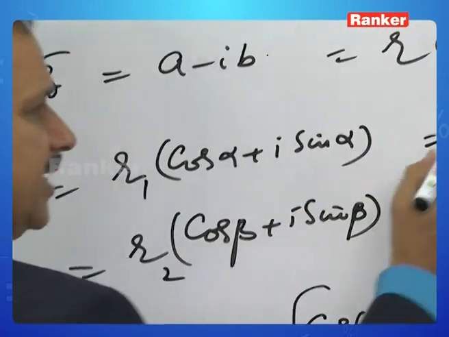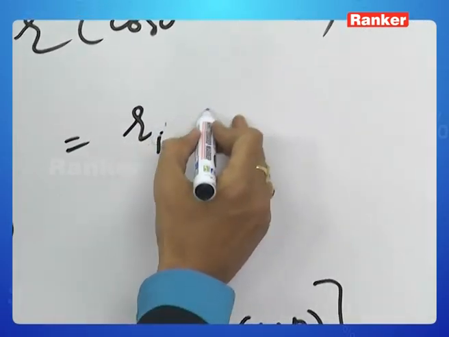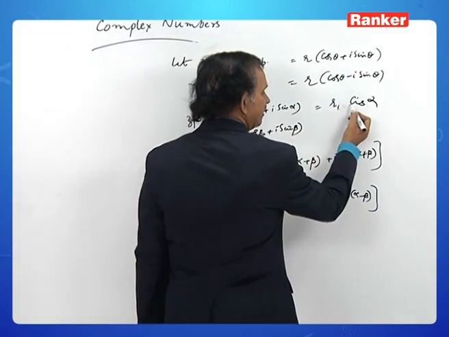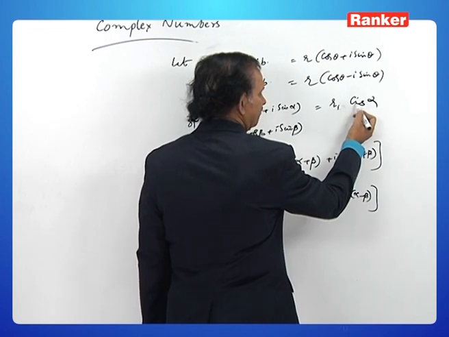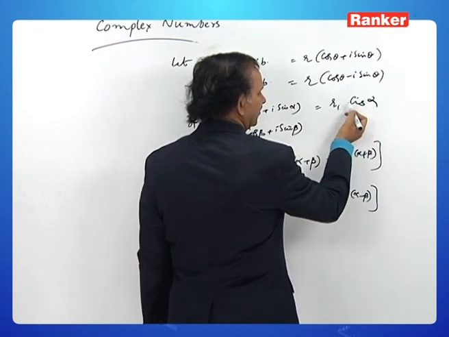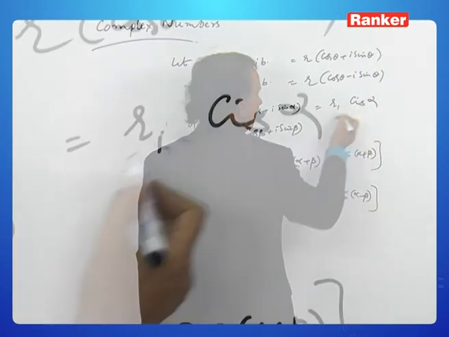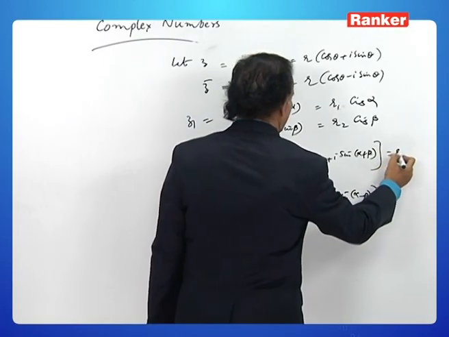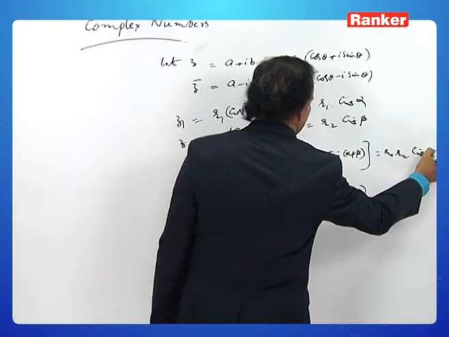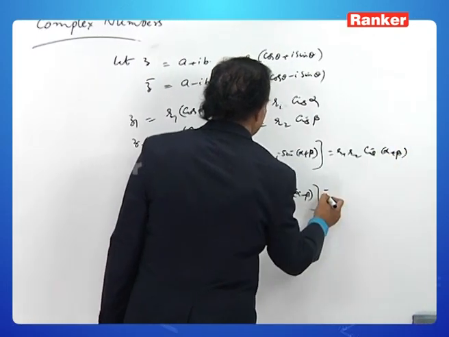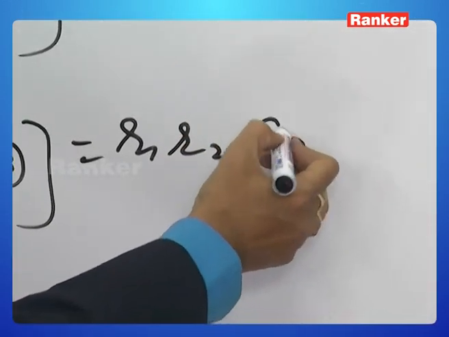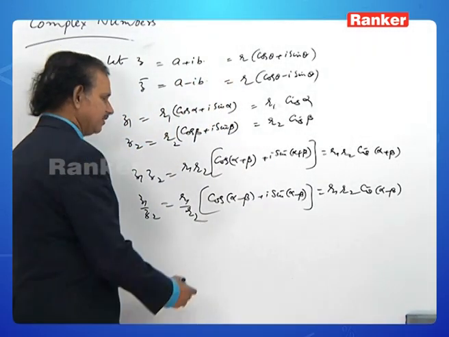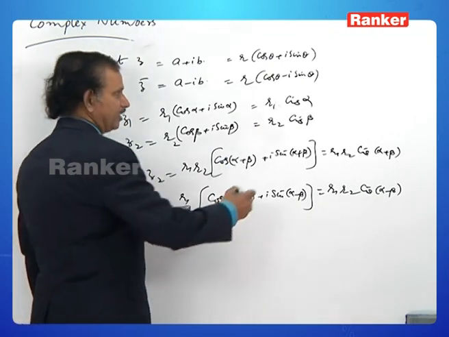This cos alpha plus I sin alpha, in a short symbolism, is read as cis alpha: C for cosine, I for imaginary I, S for sin. This is R2 into cis beta. This is R1 R2 into cis alpha plus beta. This is R1 R2 into cis alpha minus beta. Therefore, here we could have made use of two things.